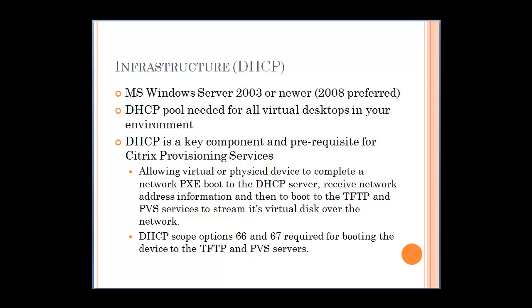Just from a high level, the scope options required for provisioning services in DHCP are scope options 66 and 67, so that the virtual desktop device knows where the provisioning services reside and how to boot to them.